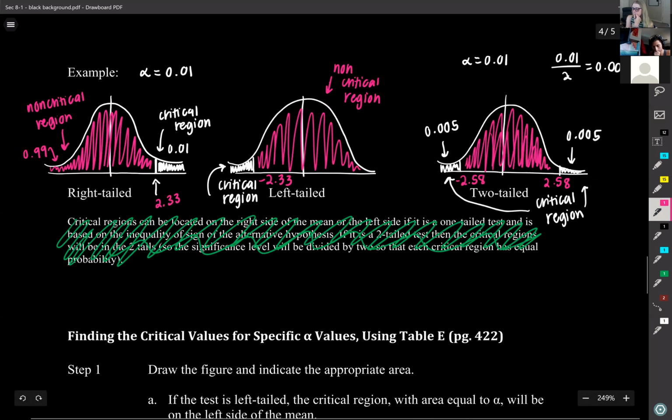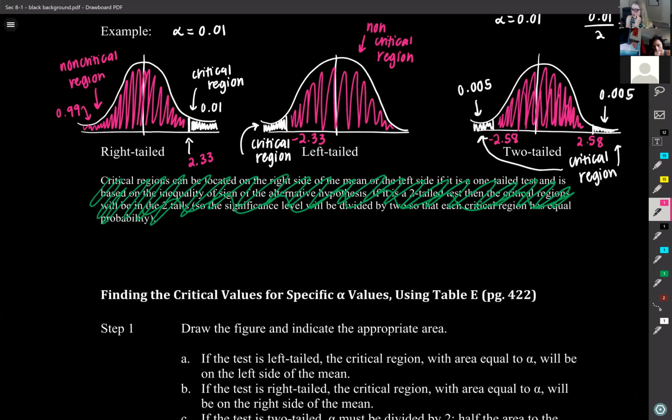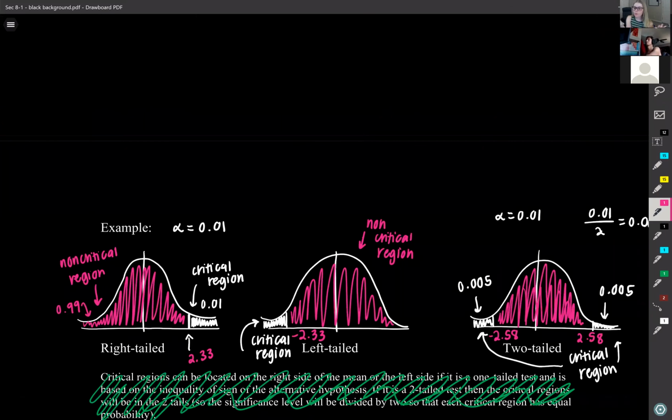This is just a visual of what you would do if you were performing a hypothesis test with an alpha of 0.01 and you were doing a right-tailed, left-tailed, or two-tailed test. I know it's a little weird and confusing because we don't have an example for this yet. But as soon as we get into the next section, we're going to do an example, and I think it'll be better.